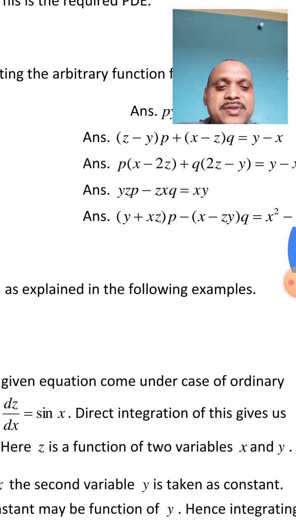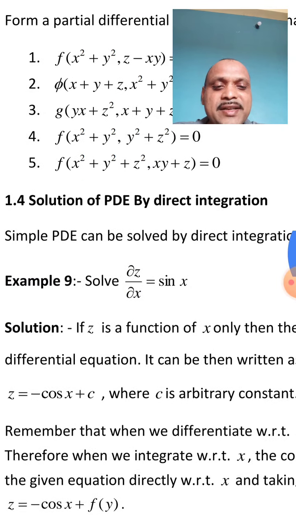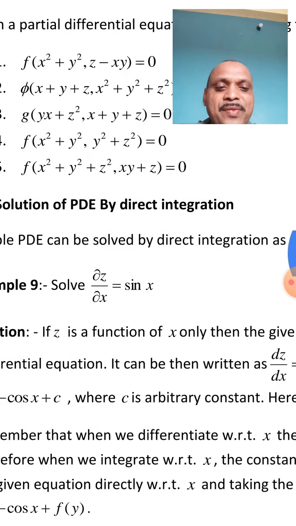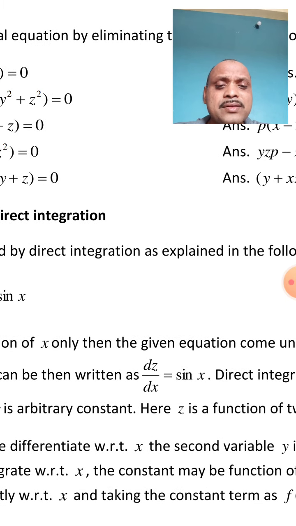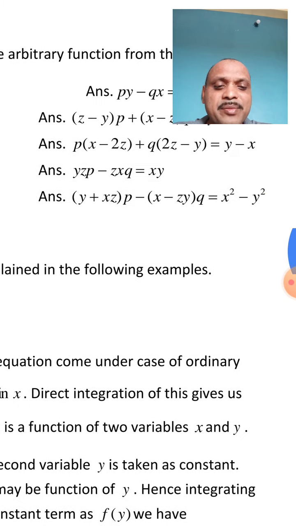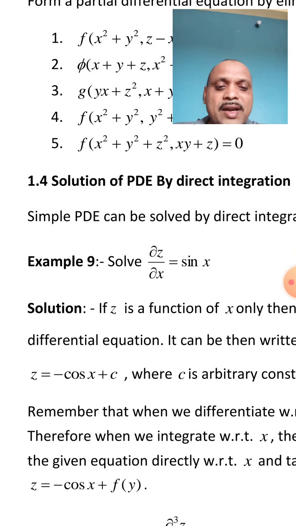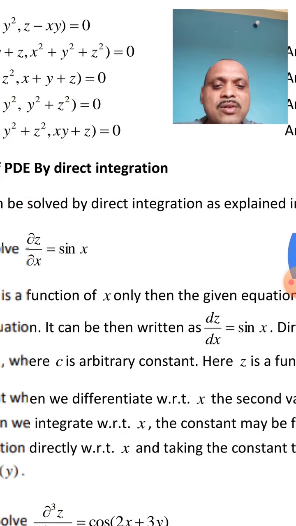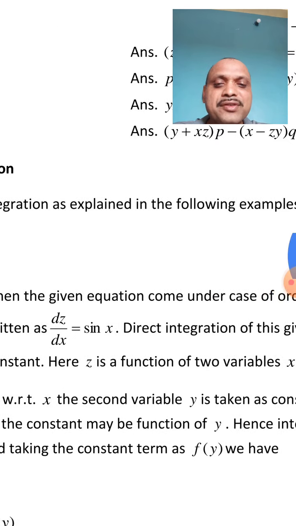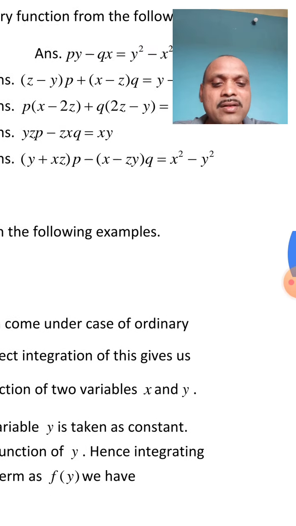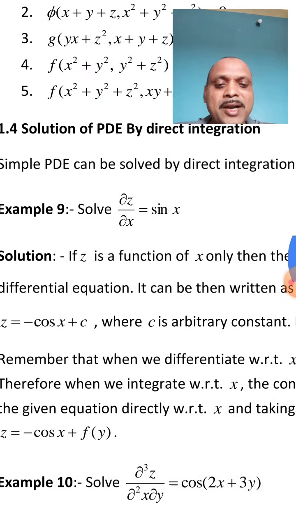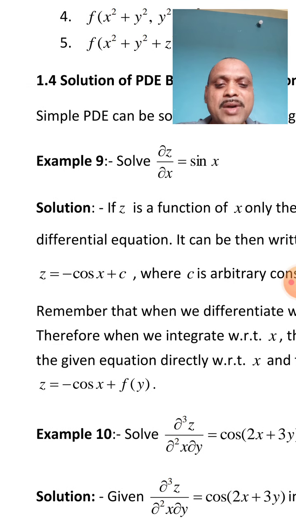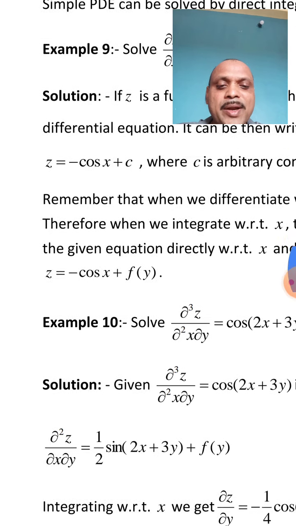Direct integration gives us, integrating dz by dx, we get z. The integration of sin x is minus cos x plus c, where c is an arbitrary constant. So note that here z is a function of two variables x and y, and therefore when we integrate with respect to x, the constant c may be a function of y. Hence we get z equal to minus cos x plus f of y.